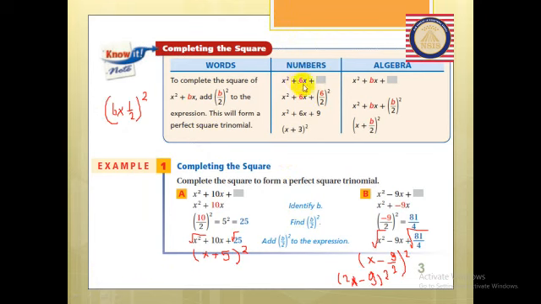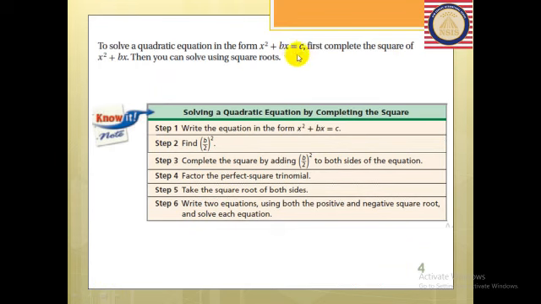I'm going to do what? I'm going to take the b and half it and get it power 2. So if I don't have a c, if I have a c, okay? How can I do it? We're going to write the equation in the form of x power 2 plus bx equals c. Okay? Then we're going to find (b/2) all power 2. Okay? Then complete the square by adding (b/2) power 2 to both sides. Factorize the perfect square trinomial and take the square root of both sides.